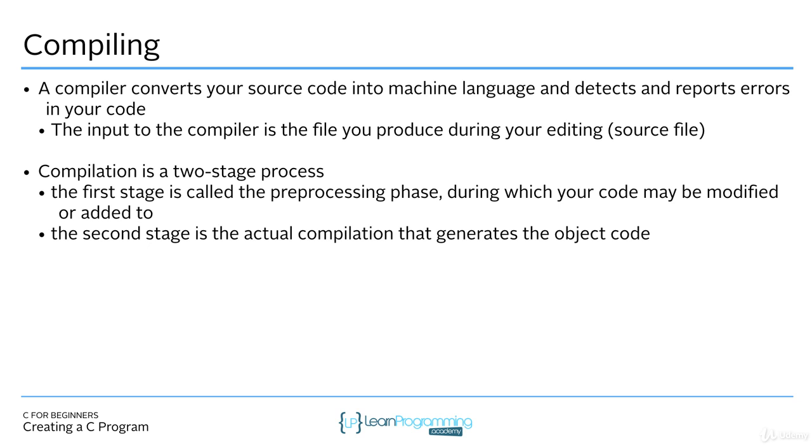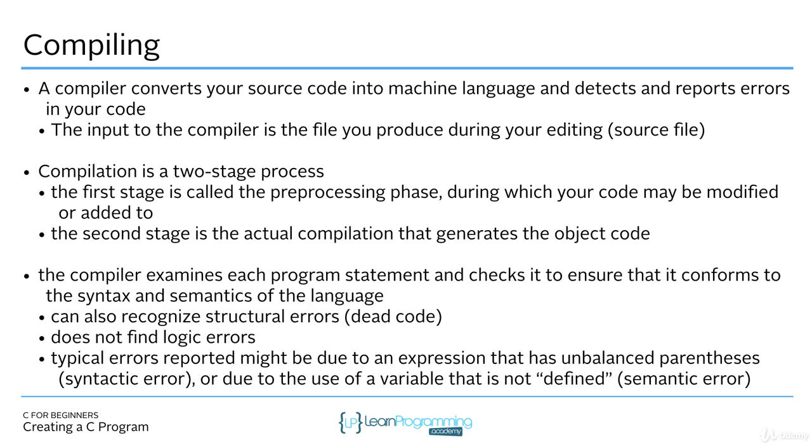The one that we're going to focus on, or the one that's easy to understand, is the generation of the object code. So the compiler is going to look at each statement, and it's going to make sure that the syntax is correct and that the semantics of the language is met. Syntax is to make sure that the structure of the code is right, that you have semicolons at the end of the statement, that you're using data types, that you're following the rules of the language.